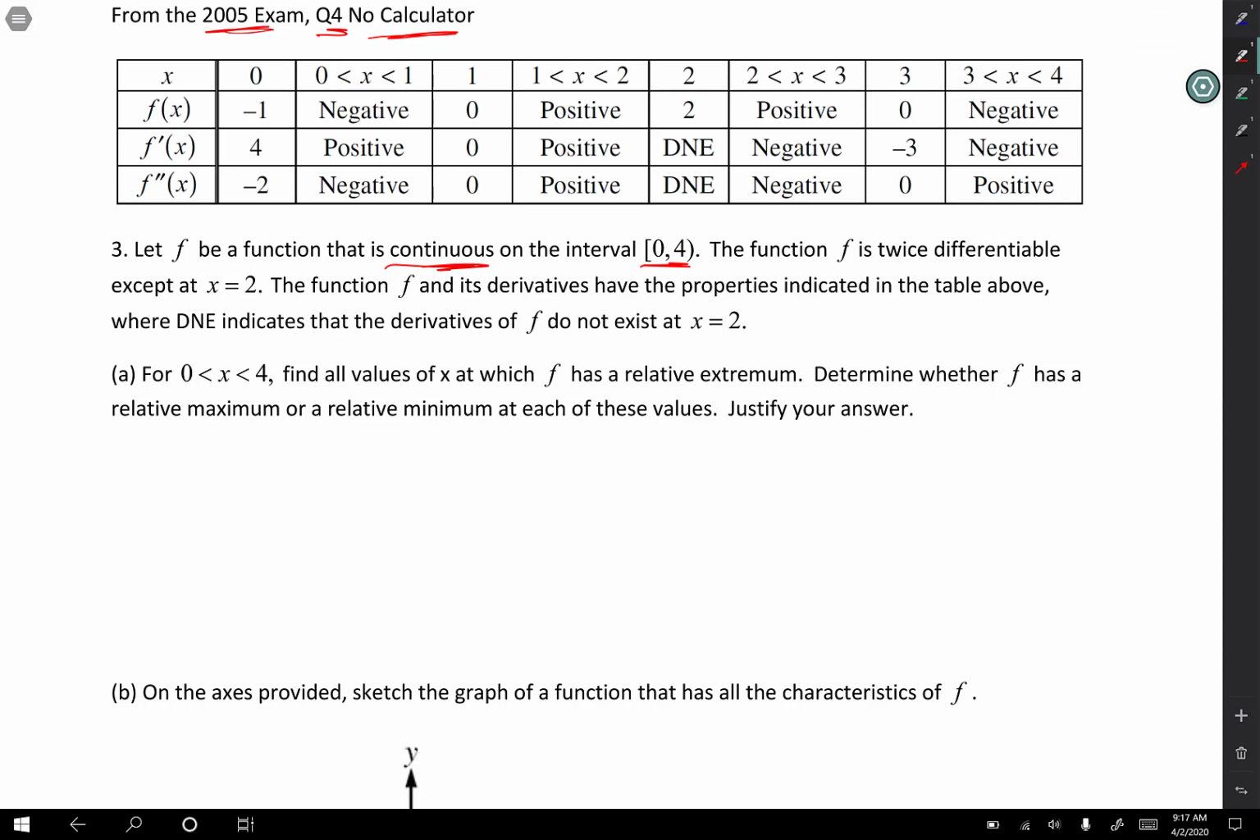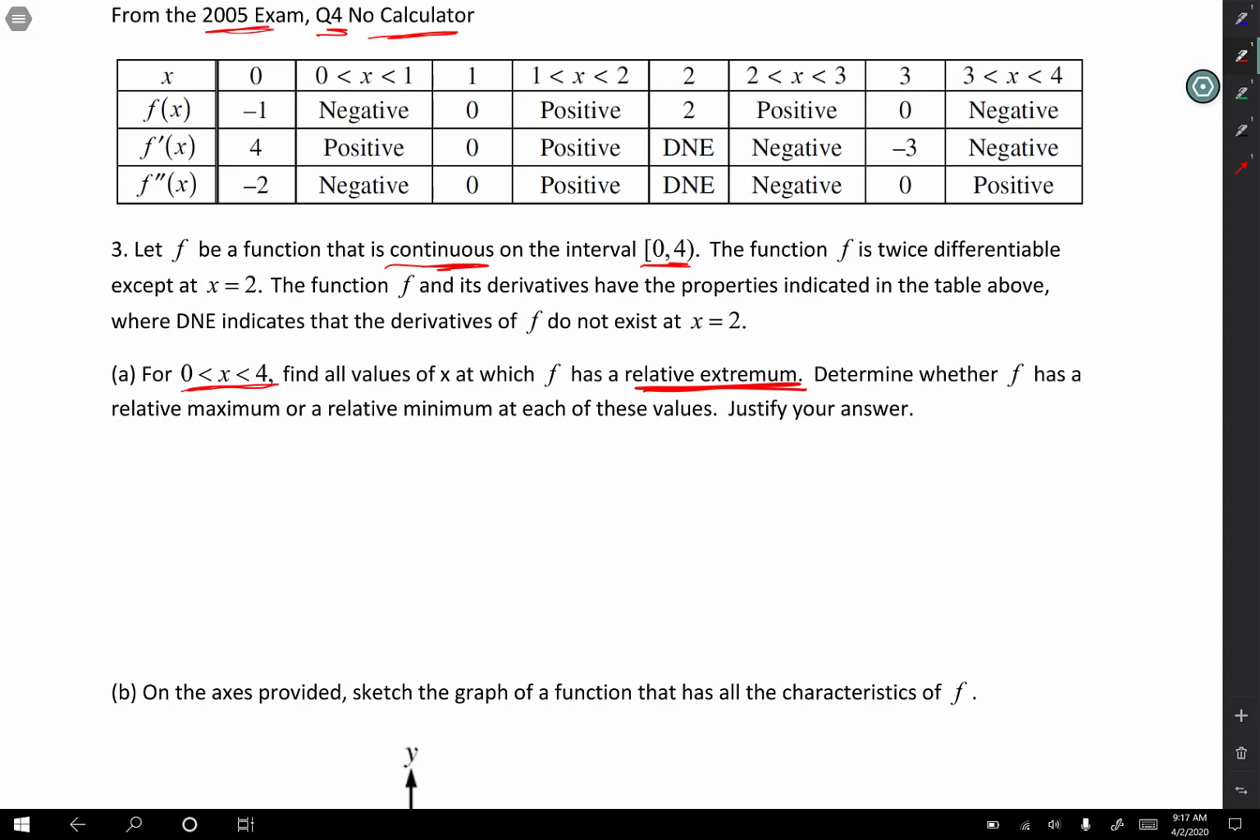Between 0 and 4, find all values of x at which f prime has a relative extrema. So relative extrema is just a fancy word for max or min. Determine whether f has a relative max or relative min at each of these values. Justify your answer. Okay, between 0 and 4, you're not looking at 0 and at 4. You're just looking at all the values in between. You're seeing where f prime changes from positive to negative or vice versa.